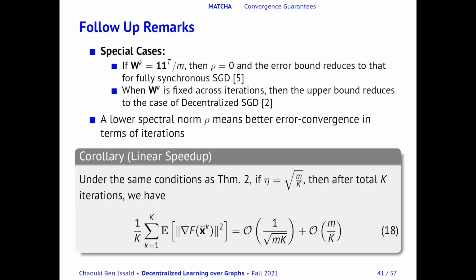In fact, under the same conditions as Theorem 2, if we choose eta to be equal to the square root of m over K, then after a total of K iterations, we have equation 18. It is worth noting that when the total number of iterations capital K is sufficiently large, that is the case where capital K is greater than m cubed, then the convergence of Matcha will be dominated by the first term, 1 over the square root of mK.